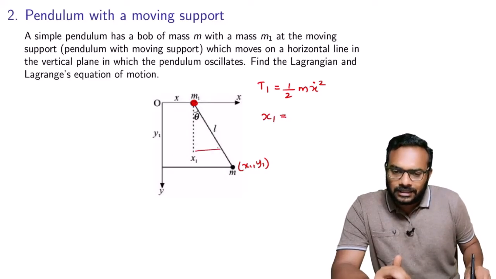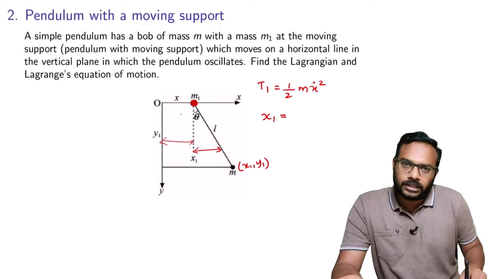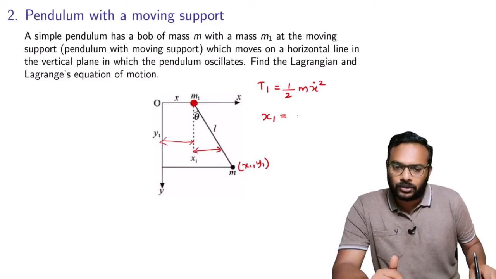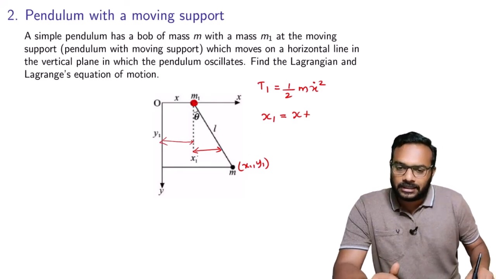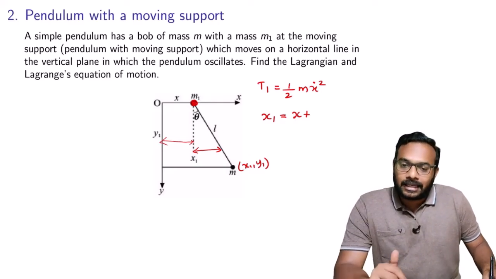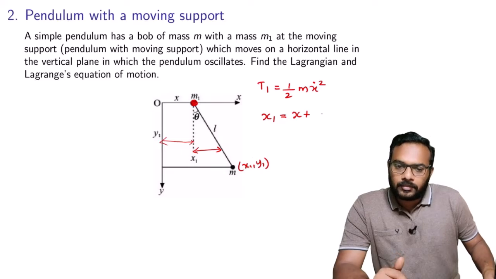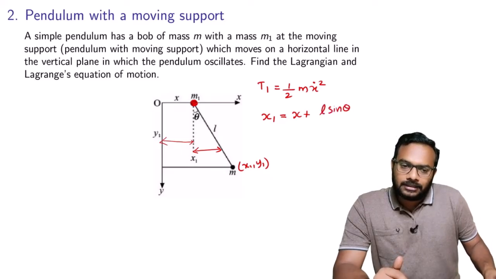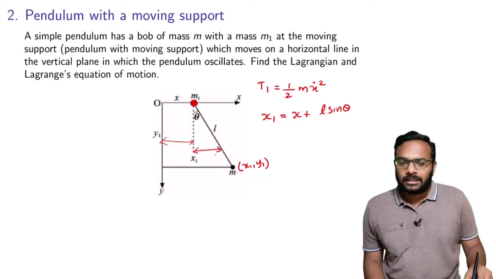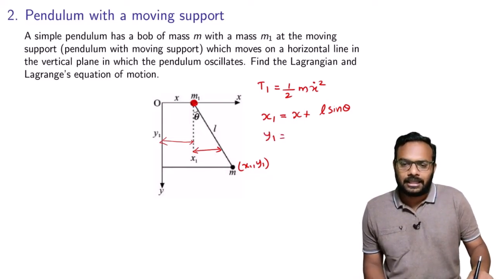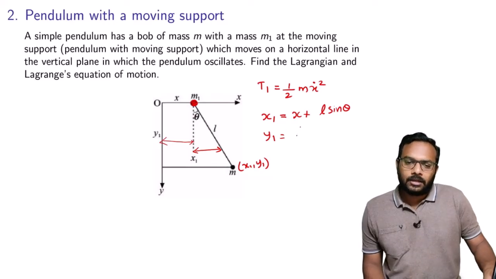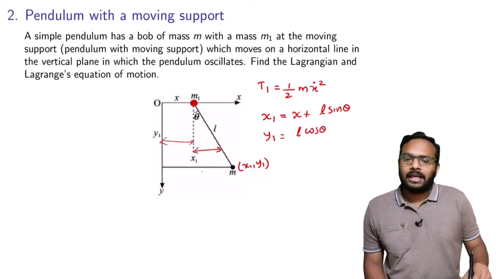X1, we see, is the sum of these two lengths. And what's this length? This length is nothing but x, the coordinate of the mass m1. So this whole length we can write as x plus, and what's this? This is simply L sine theta. X plus L sine theta. That's it. What about y? Y1 is simple. It's simply this length, and it's L cos theta.